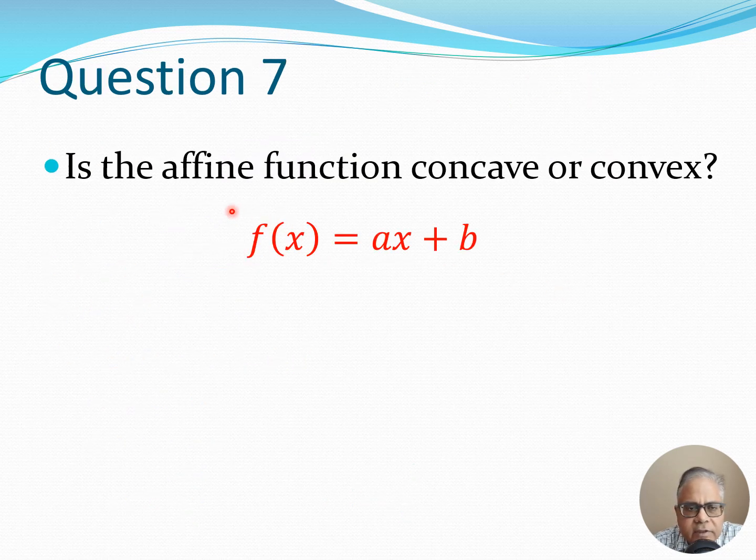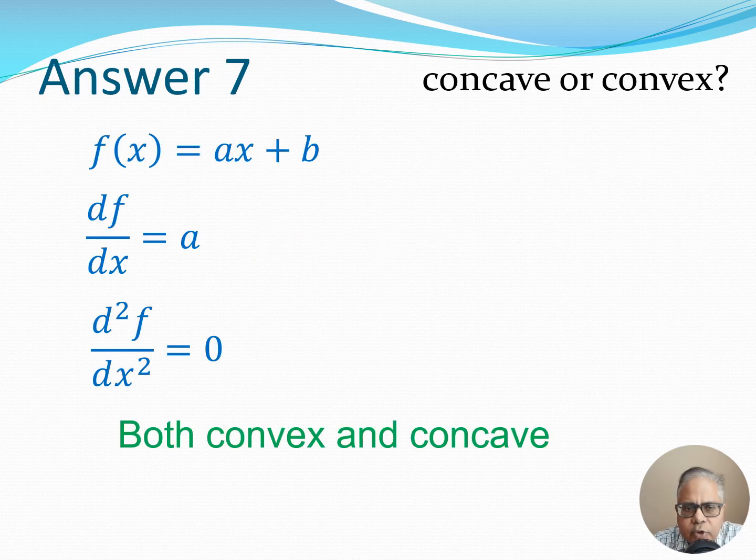Question number 7 is: is the affine function concave or convex? Now the affine function is defined as f(x) = ax + b. It's a typical line, and let's check this out. So I take this function here, I differentiate it, and I take the second derivative. And what happens is that the second derivative turns out to be 0. Now in this particular problem, this function satisfies the conditions of convexity as well as concavity. So this is a convex function. This is also a concave function. So it's a very interesting function actually.